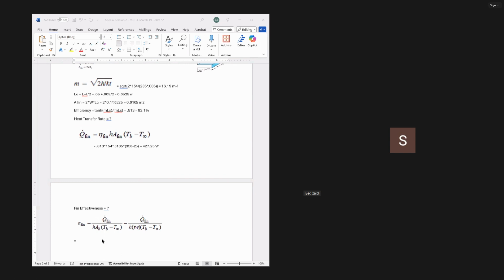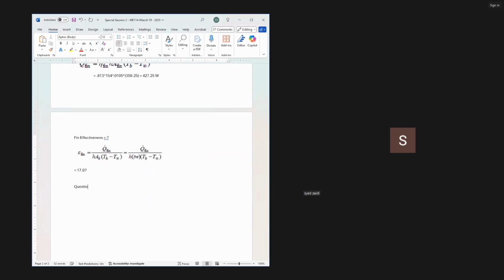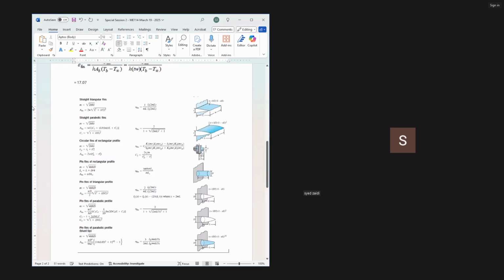So it is 17.07. Okay, so that's basically what we have to do in this question. Remember that this question really depends on what kind of fin you have. Obviously, if you look at some other fins, which are pin fins and all those, then if you get different fins, you have different kinds of relationships.